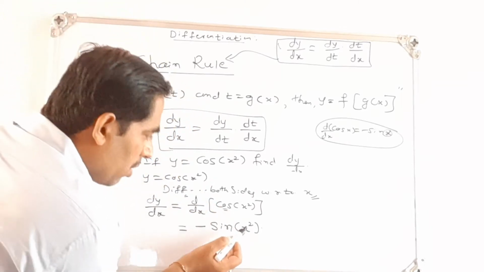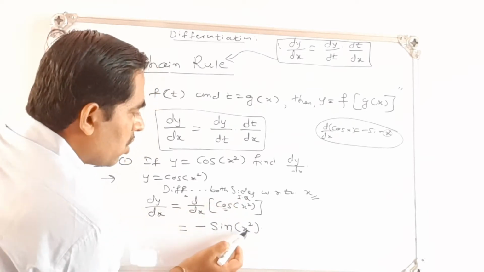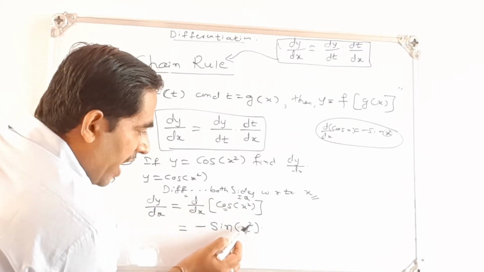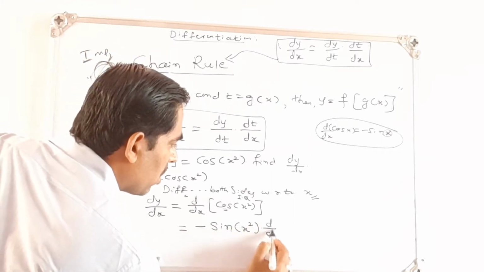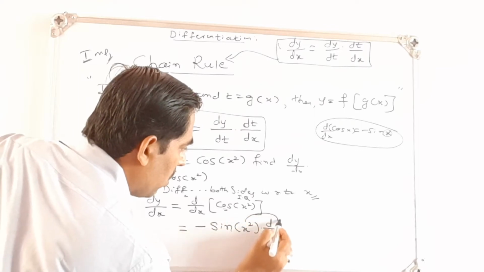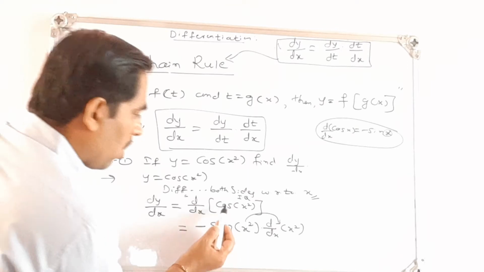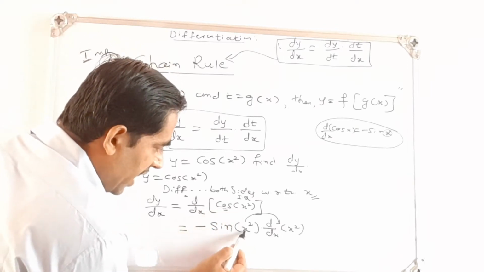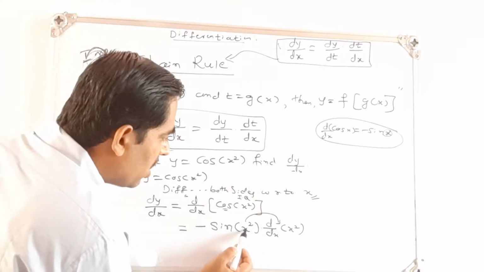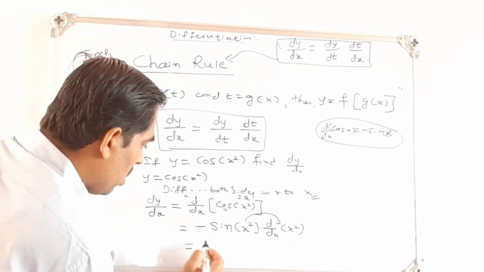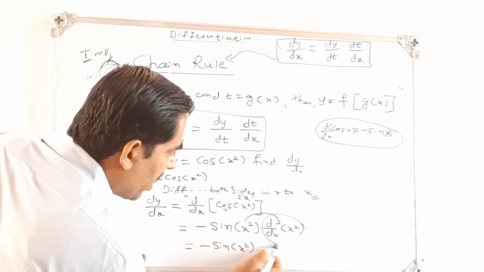So the inner quantity, we can call this IQ, the inner quantity. What is the inner quantity here? x square. So we should not leave this. Continue, into the derivative of this inner quantity. The derivative of cos x is minus sin x, into the derivative of the quantity inside the bracket. You can write it directly. Minus sin x square into, what is the derivative of x square?